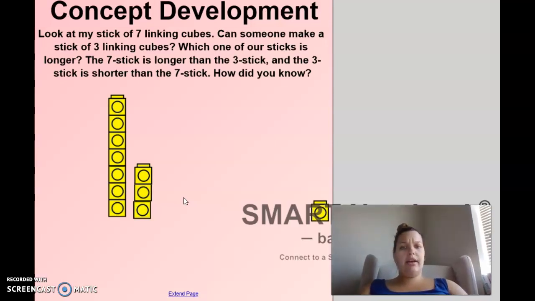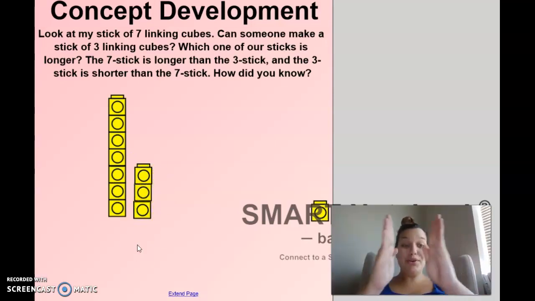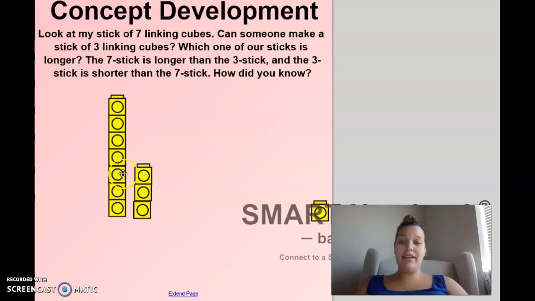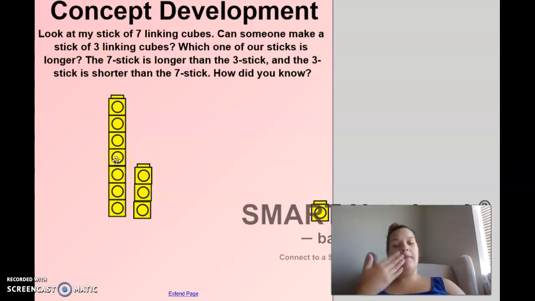Which one is longer? Is our 7 stick longer or our 3 stick longer? Our 7 stick is longer than the 3 stick. So we can also say our 3 stick, what's the opposite of longer? Shorter. Our 3 stick is shorter than our 7 stick. How would you know just by looking at the picture? If you didn't know it was a 7 stick and a 3 stick, how would you know?